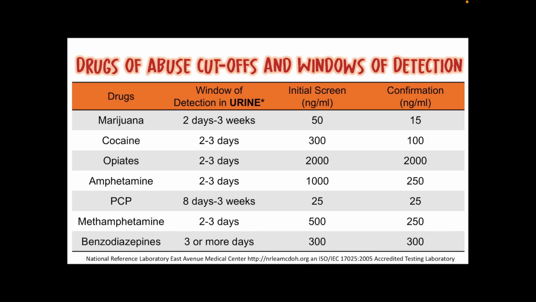For this one, this shows the cutoffs and windows of detection for these drugs of abuse. We have marijuana, cocaine, opiates, amphetamine, PCP, methamphetamine, and benzodiazepines. We have the window of detection, particularly in urine samples. Also, the cutoff results for the initial screen and for the confirmatory result.